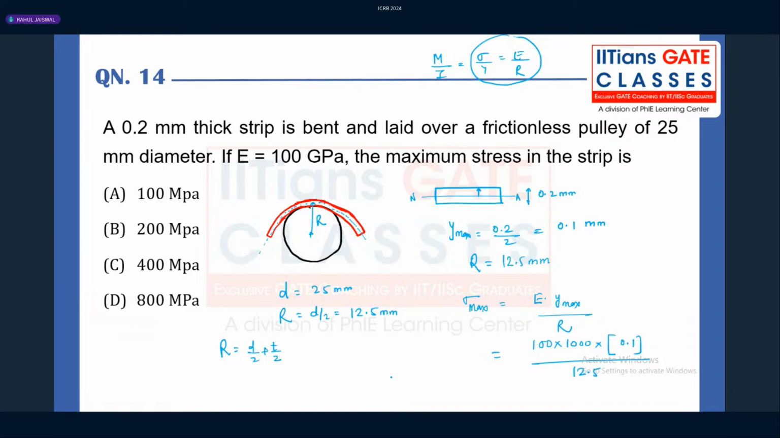R is what? 12.5. So from here, what is the sigma max, guys? Sigma max, if you try to calculate 100 into 1000 into 0.1 divided by 12.5, you are going to get 800 megapascal. Which will be the correct answer? D should be correct.